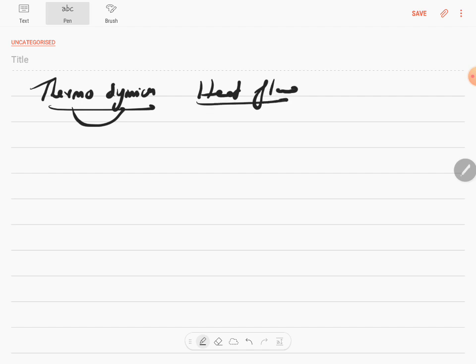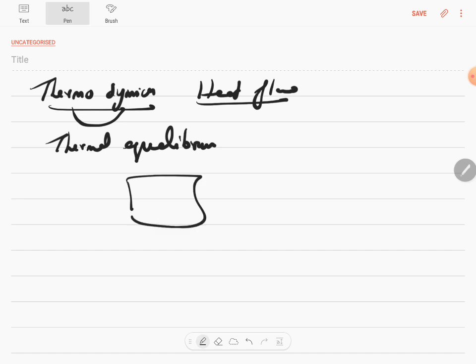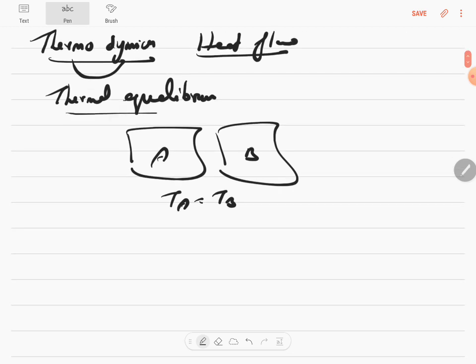So the first thing that I taught you in thermodynamics is what is meant by thermal equilibrium. Thermal equilibrium is when the temperature is constant. Take two systems A and B. If the temperatures are the same, then you can say that the two systems are in thermal equilibrium with each other. The first thing.